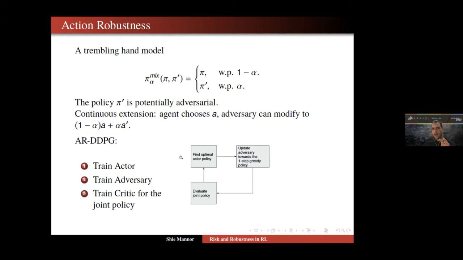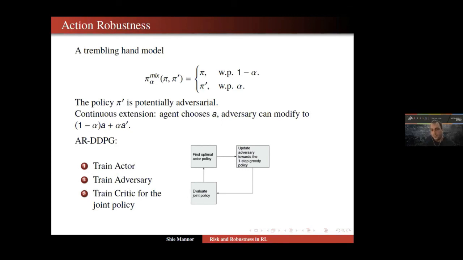And the idea is the following: you look for an optimal actor policy, and then there is an adversary. This ties back to robust optimization. It is going to do the worst possible thing against you on a greedy level, and then you evaluate the joint policies. With probability 1 minus alpha, the policy succeeds in choosing what it wants, but with probability alpha, which is small, the adversary modifies it. And now you have a loop of training. So you train the actor, you train the adversary, and then you train the critic, and you work in a loop. And this idea is really about how to construct an uncertainty set.